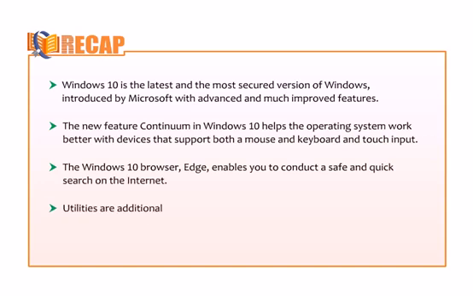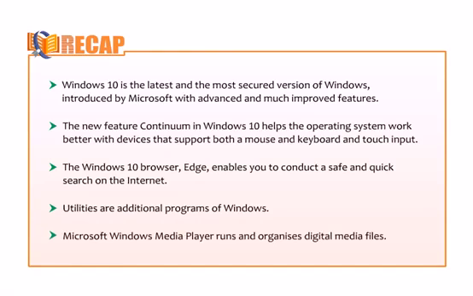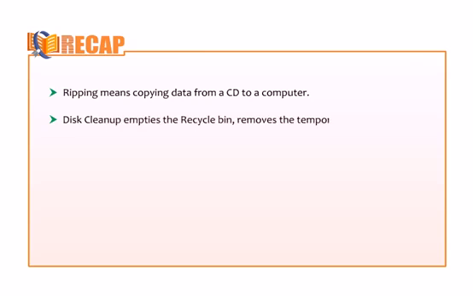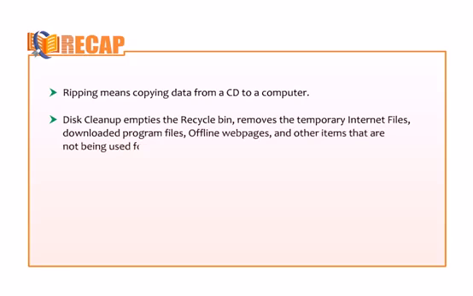Utilities are additional programs of Windows. Microsoft Windows Media Player runs and organizes digital media files. Ripping means copying data from a CD to a computer. Disk Cleanup empties the recycle bin, removes the temporary internet files, downloaded program files, offline web pages, and other items that are not being used for a long time.